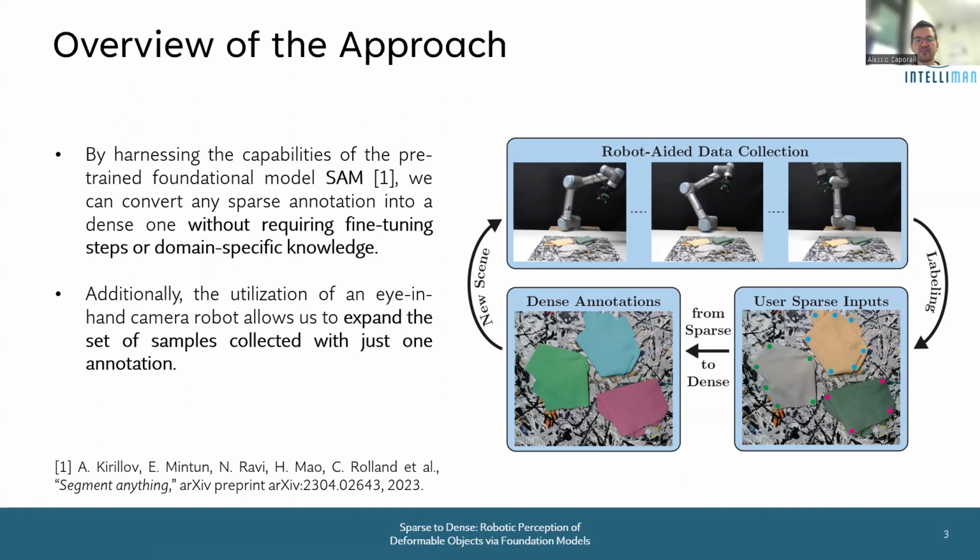Additionally, by utilizing a robotic arm equipped with an in-hand camera, we can leverage the mobility of the robot to collect multiple images of the scene from different viewpoints. And since the camera is extrinsically calibrated, we can obtain an image label for each sample with just one annotation.